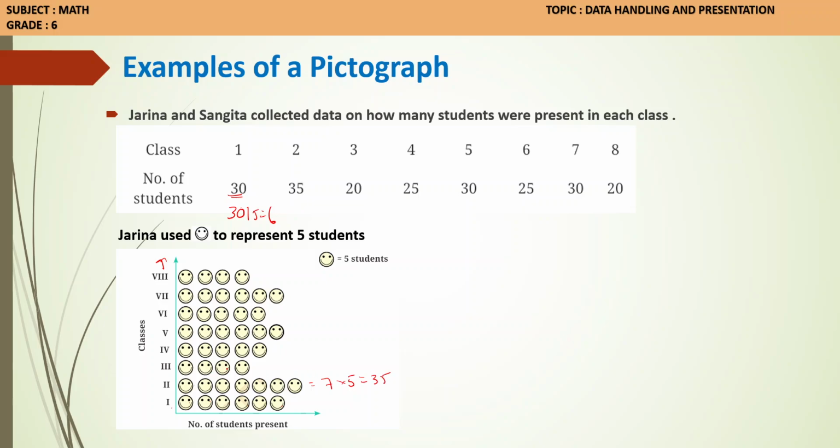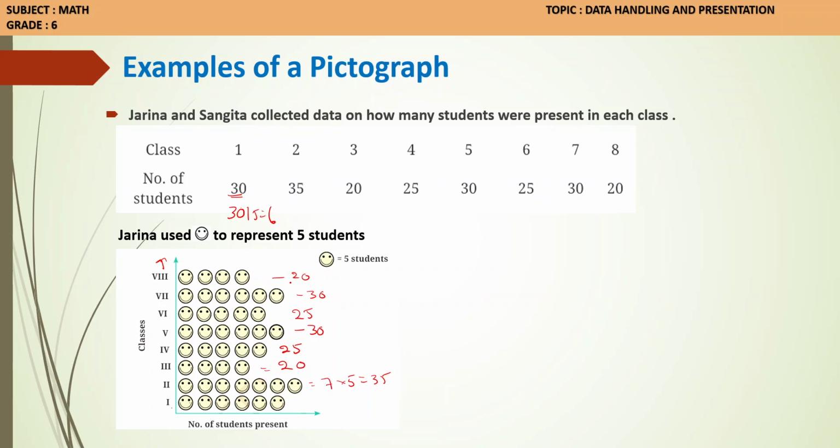Class 3, 4. Four 5s are 20. Class 4, 25. Class 5, 30. Class 6, 25. Class 7, 30. Class 8, 20.